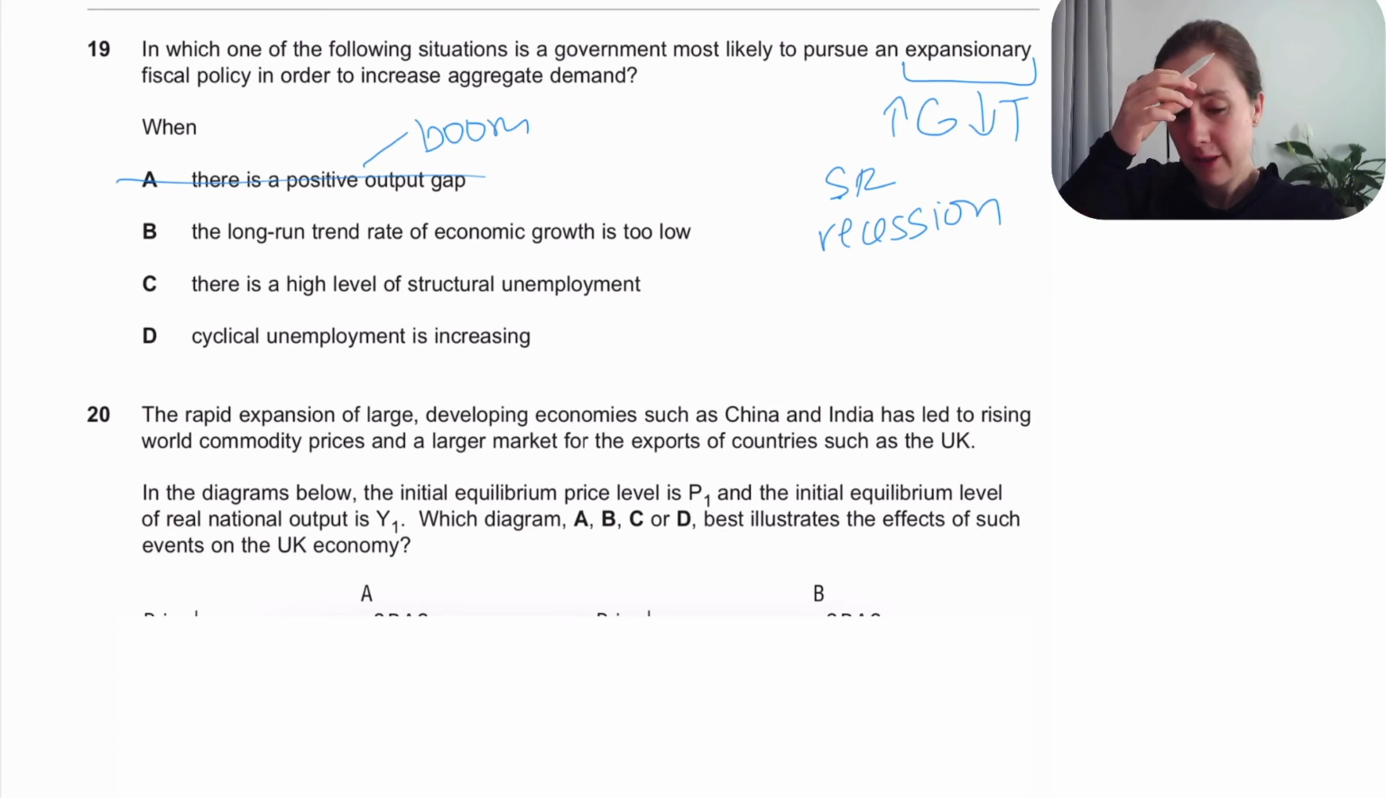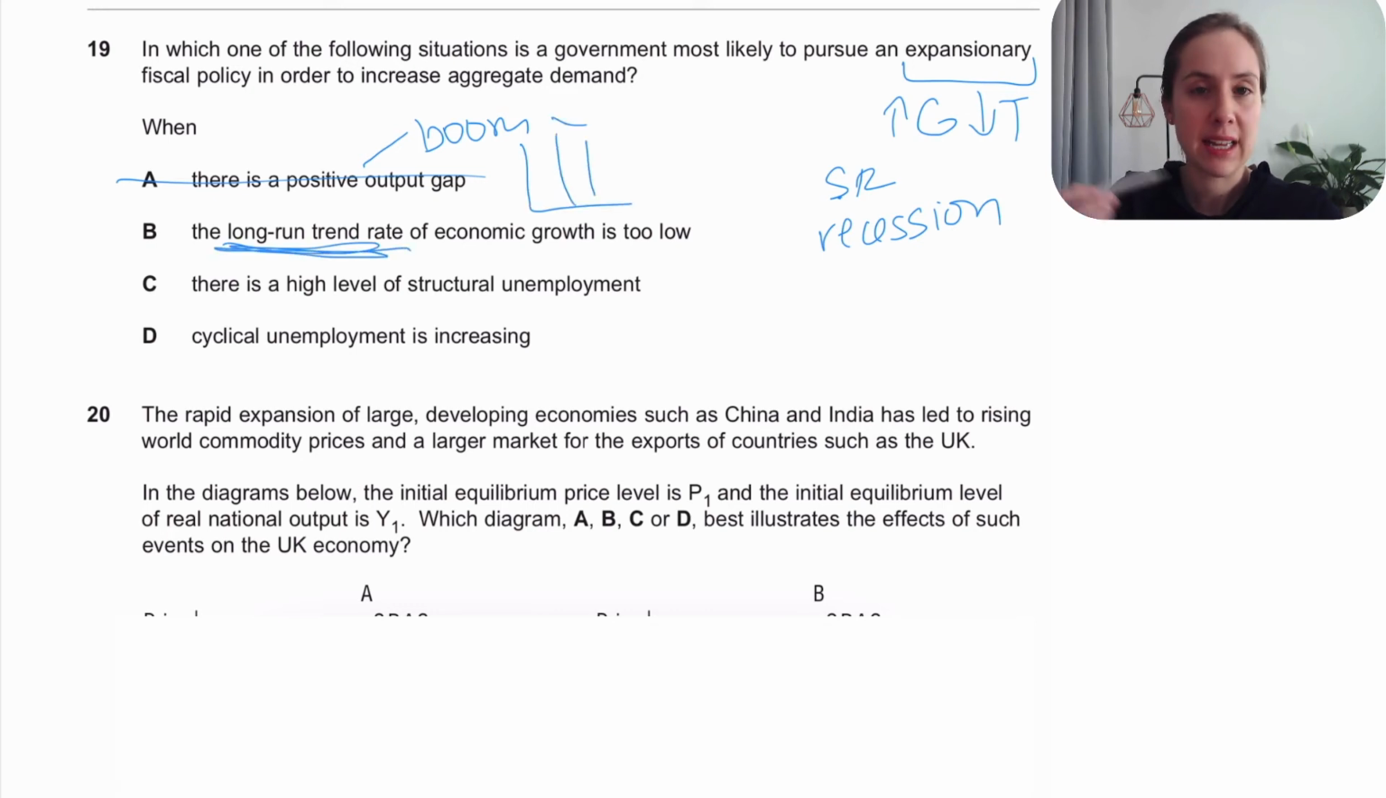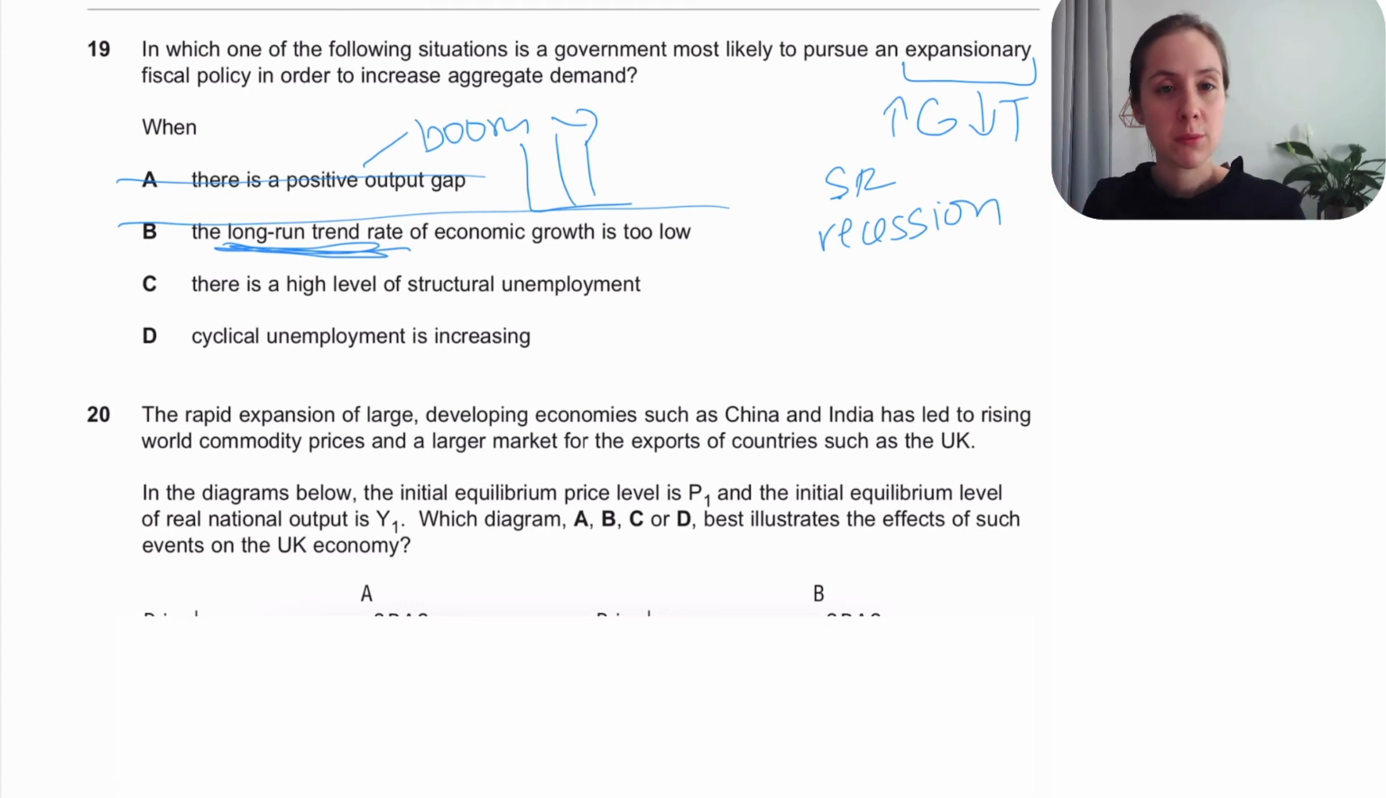The expansionary fiscal policy to increase aggregate demand does not do anything to the long run. Did you know the long run requires the long run AS to shift? So that's not right. There is a high level of structural unemployment. That probably won't be affected because even though you're spending more, to reduce structural unemployment, you need to spend it specifically on retraining schemes. Don't like the sound of that one. If cyclical unemployment is increasing, this could be eliminated by getting out of the recession. So that sounds to be the answer.